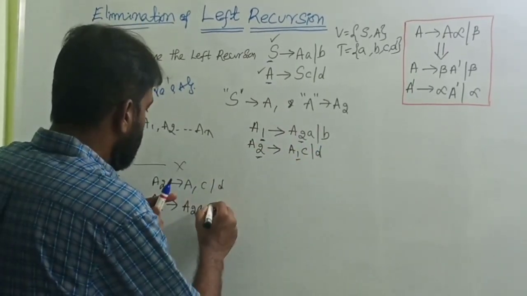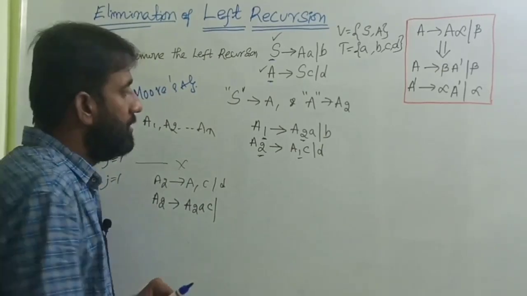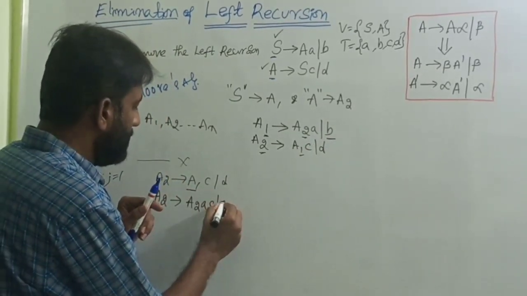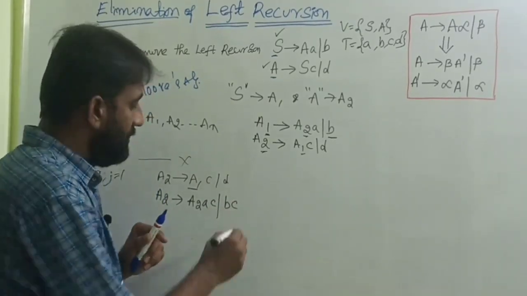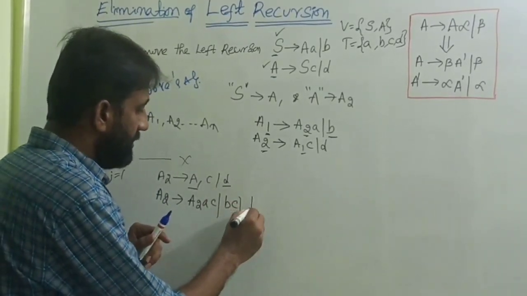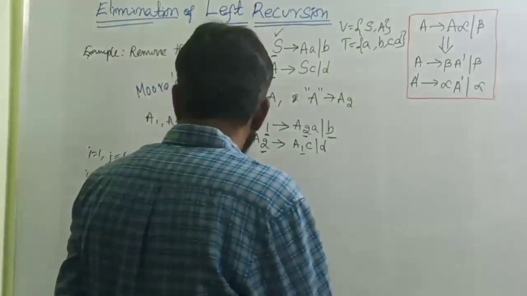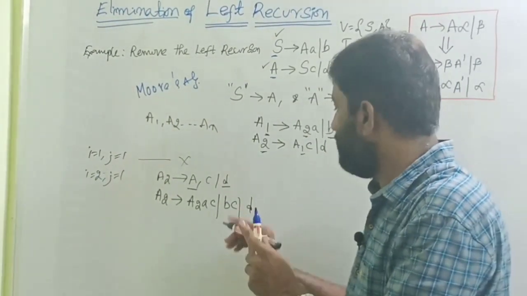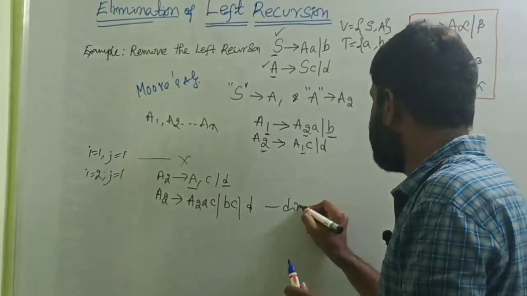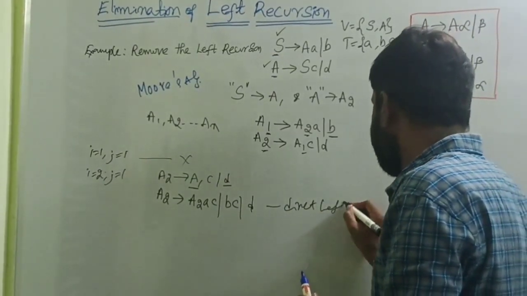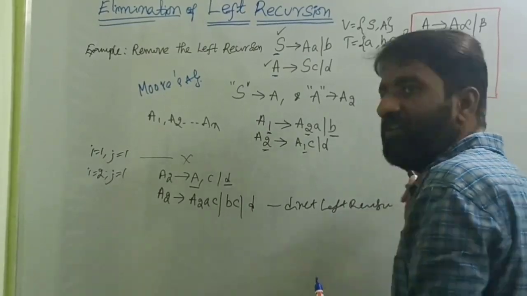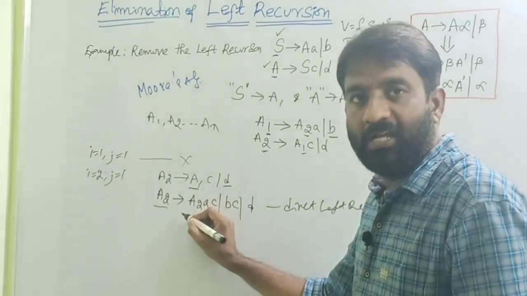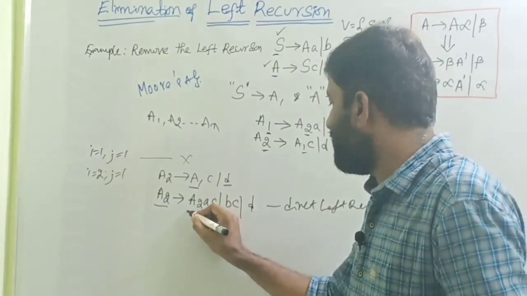A C slash, then what is A1 again? B. Now if you substitute B here, it becomes B C, then slash D. So this is what, right? Now you observe this. It is now in the form of direct left recursion. You see this, A2 appears as the leftmost variable in the RHS part.